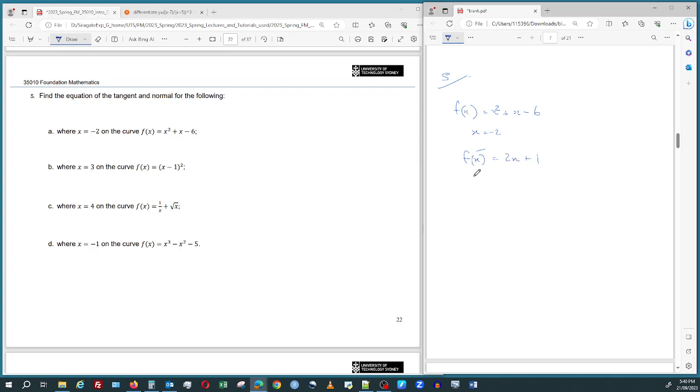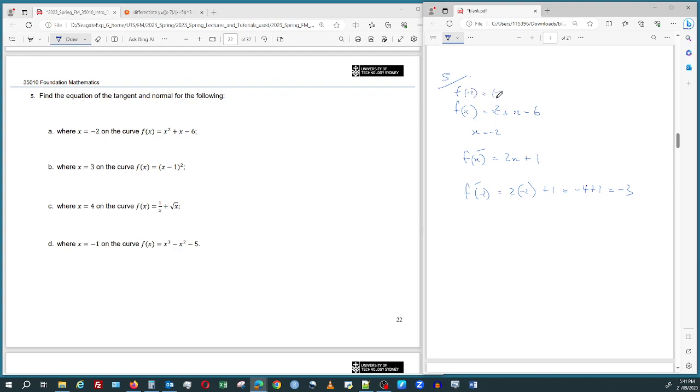f dash of x at x equals minus 2. So everywhere there's an x, we put a minus 2 in. So that's minus 4 plus 1. So at that point, we've got a minus 3. So we need a y value. To get it, we just go back to the original function and put minus 2 in, and we'll get the corresponding y value.